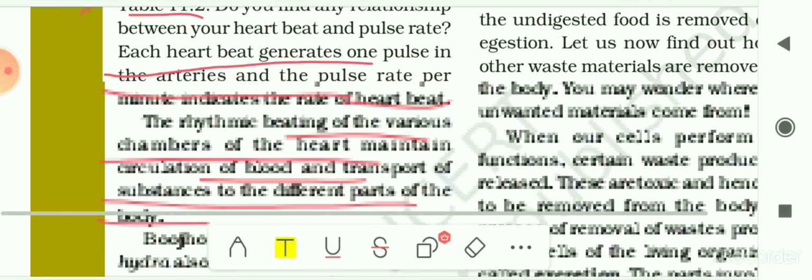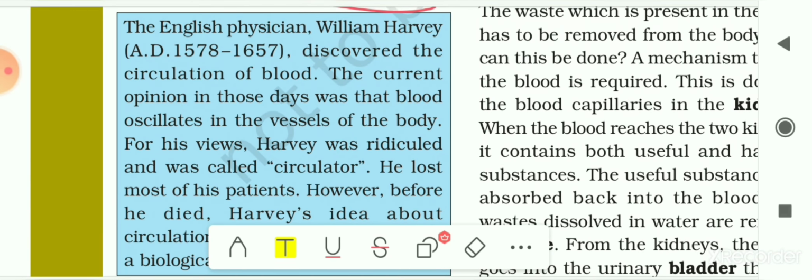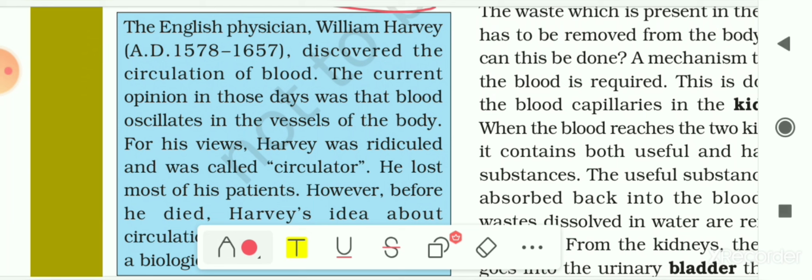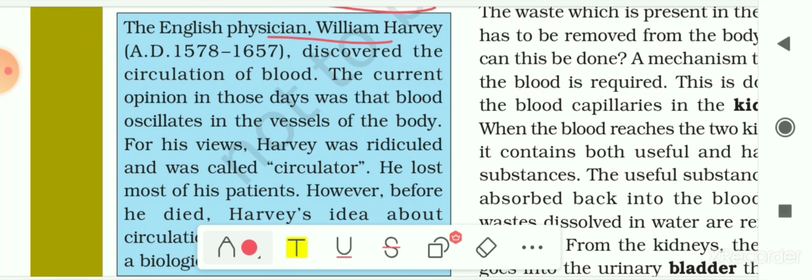Before ending this video, let me share one fact about the circulatory system. The English physician William Harvey, who lived from AD 1578 to 1657, discovered the circulation of blood. The current opinion in those days was that blood oscillates in the vessels of the body. That means the blood moves back and forth in the blood vessels like this. This is known as oscillation.